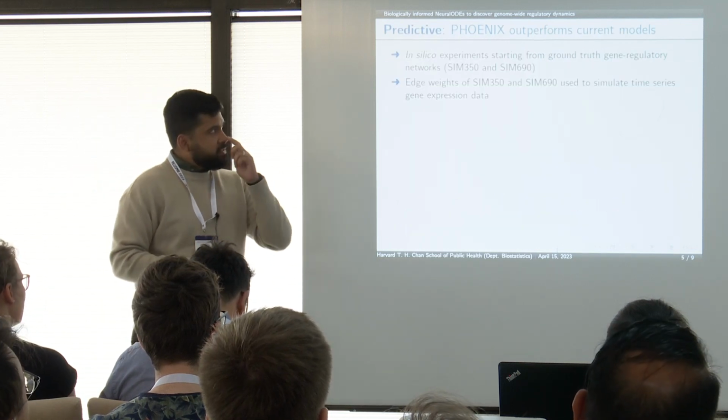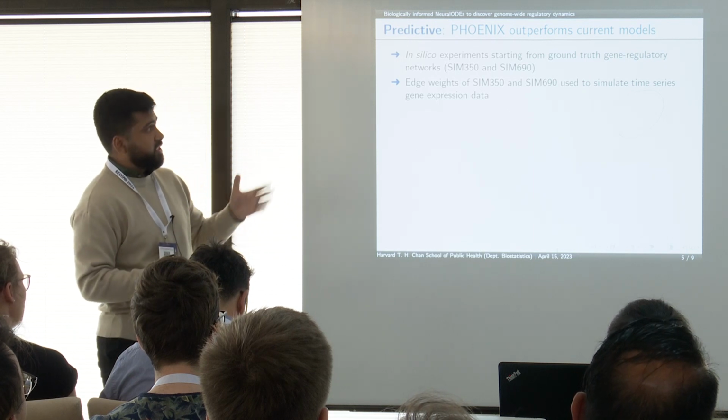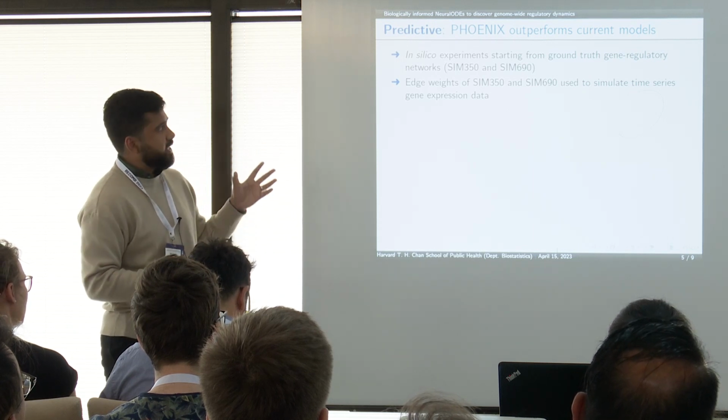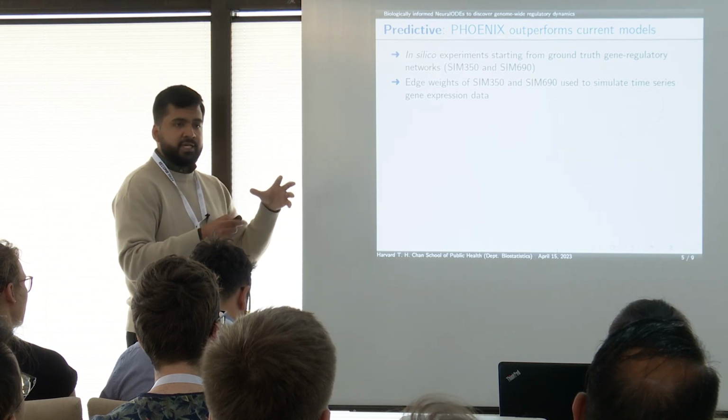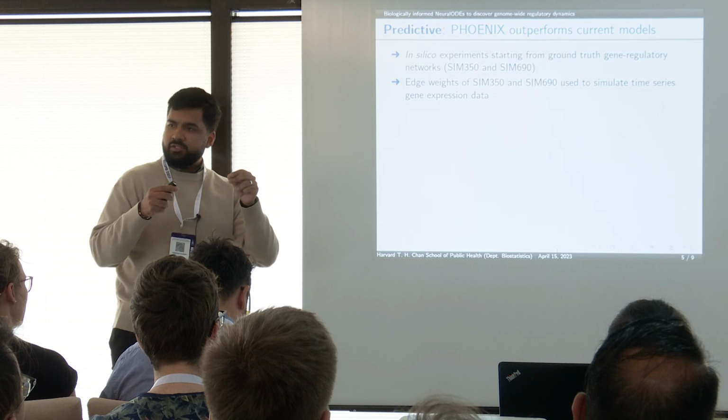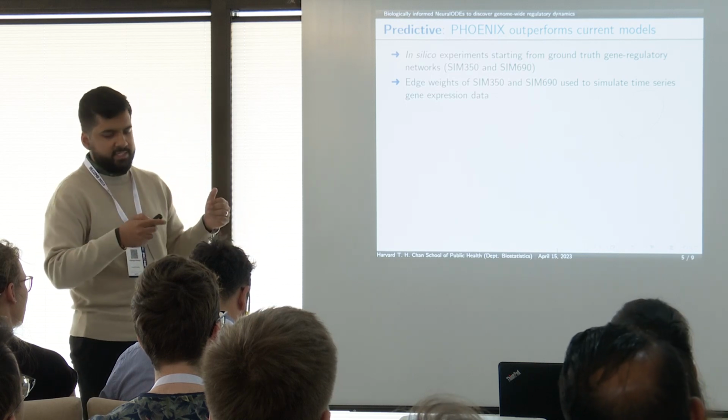The first one is that Phoenix is quite predictive, and it's predictive out of sample. The way we do this is we have in silico experiments starting from some ground truth gene regulatory network, and using the connectivities of these ground truth networks, we simulate time series data.